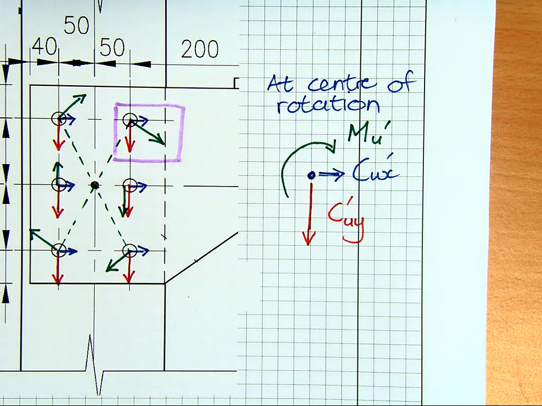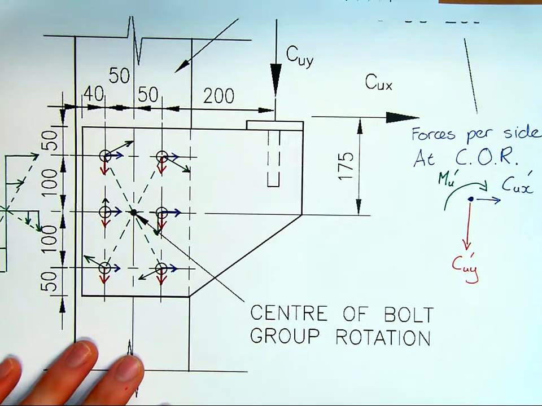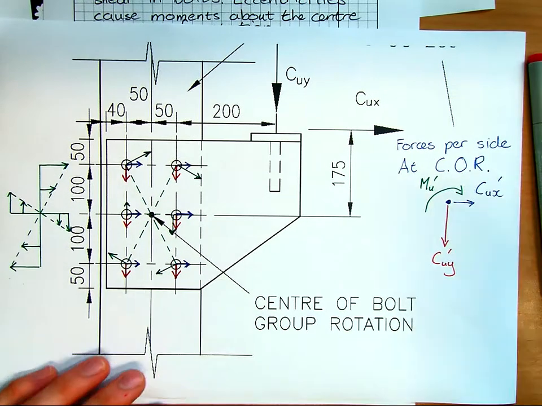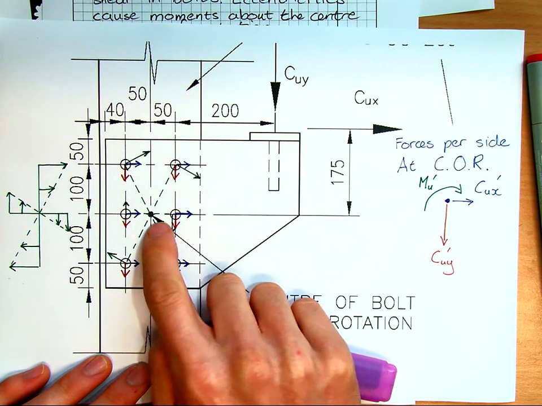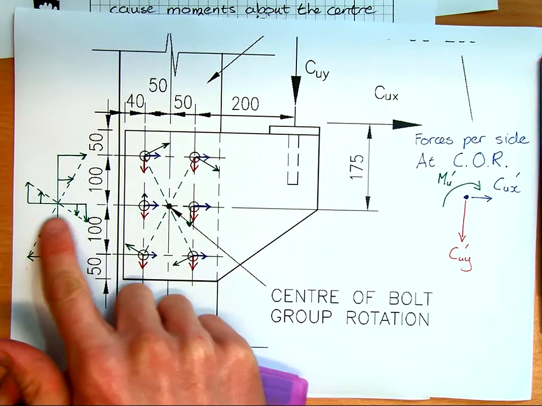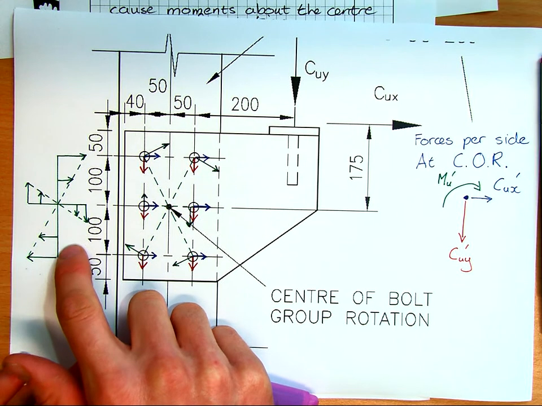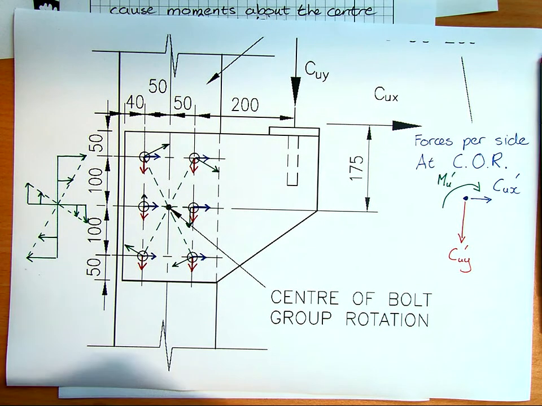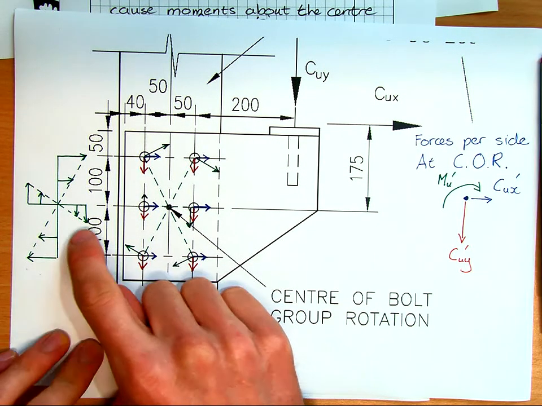Just to confirm that, I've drawn this again, a little bit larger so you can see exactly what's happening. Here is our bolt group. That's the forces applied at the center of rotation on the right. And there's our center of rotation, so all those forces act about there. This diagram here represents what happens to the bolt's forces as it gets further away. Same as plane sections remain plane and stress is proportional to distance from the neutral axis, it's the same for a bolt.